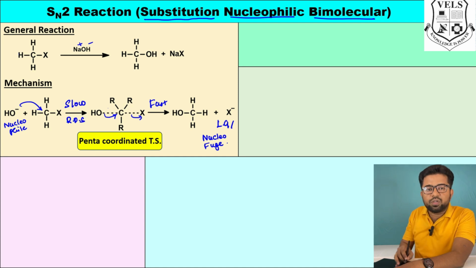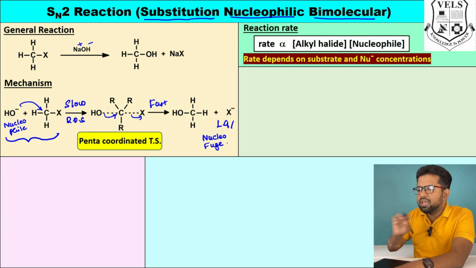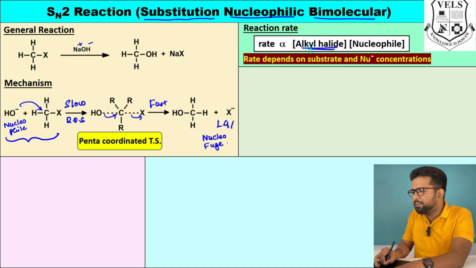And if you check the rate determining step, this rate determining step contains the nucleophile as well as the alkyl halide. So with this basic idea, let me give the rate of the SN2 reaction. That is, the rate is directly proportional to the concentration of alkyl halide and the concentration of nucleophile. In other words, the SN2 reaction rate depends on the substrate as well as the nucleophile concentration.